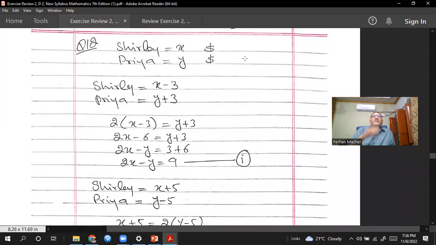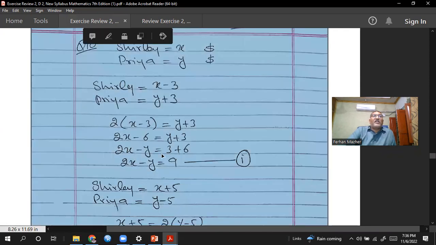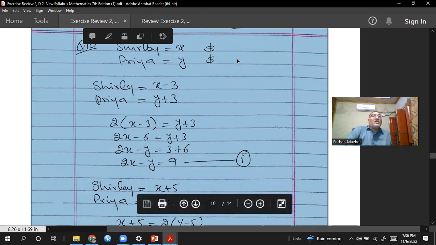It says that Priya will have twice as much money as Shirley. So it will be 2 bracket X minus 3 bracket close equals Y plus 3. So you will have 2x minus 6 equals y plus 3. So 2x minus y equals 3 plus 6, sorry. So 2x minus y will be equal to 9. So that is my first equation.